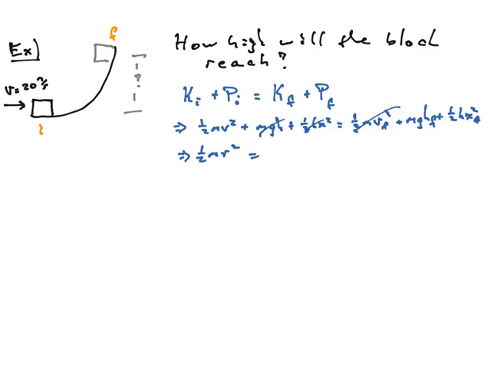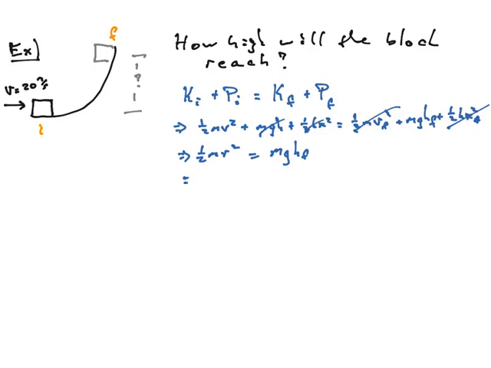Second question, am I some height above the ground? Yes, I've gone up the hill some amount, so there's an MGH. All right, and what about a spring? Is there a spring up there? No, no spring, so he's gone. And so there's my equation.